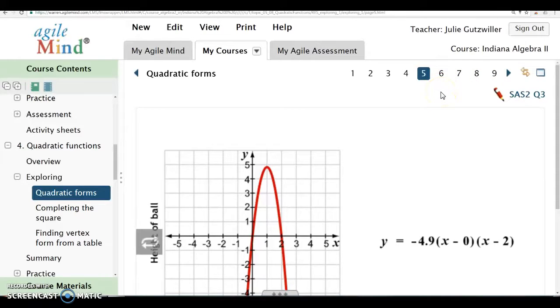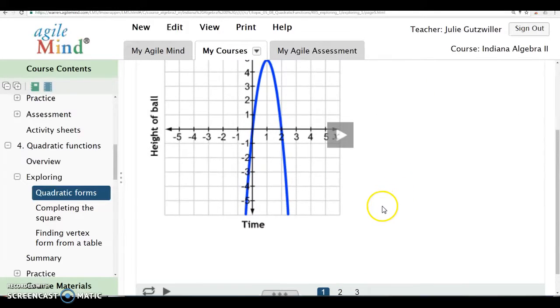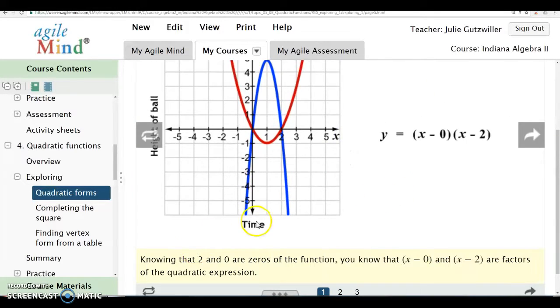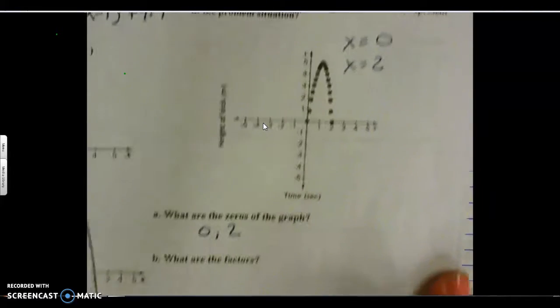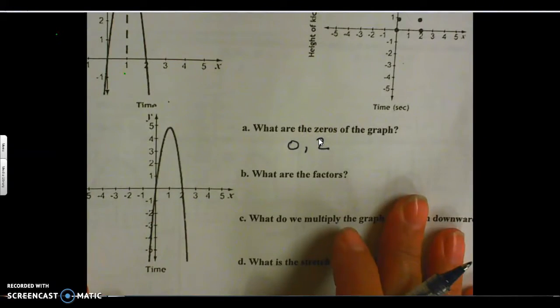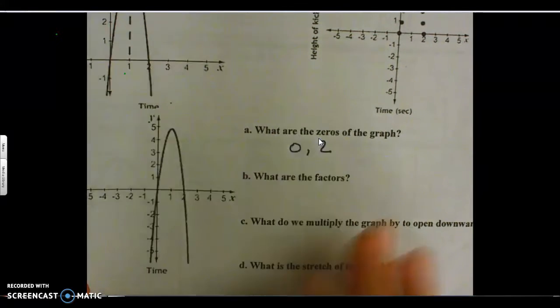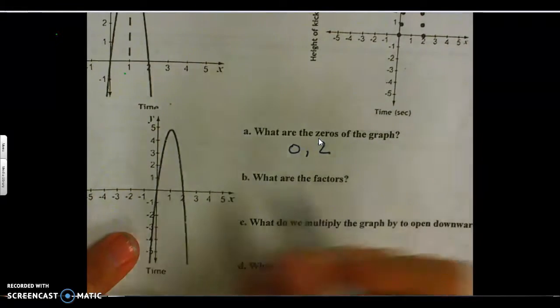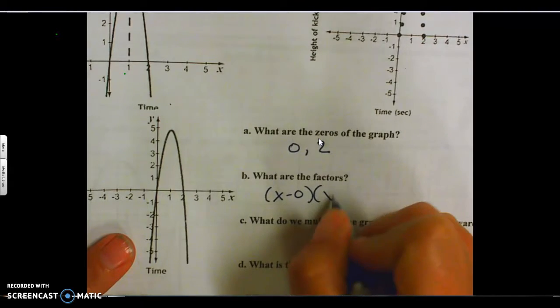Okay, so it says, what are the zeros of the graph? Well, that was from slide 1. It says the zeros of the graph are 0 and 2. So 0 and 2. Okay? There we go. It says, what are the factors? Well, factors are where you put them back in parentheses. Okay? So that means that one of them is x minus 0 and the other one is x minus 2.